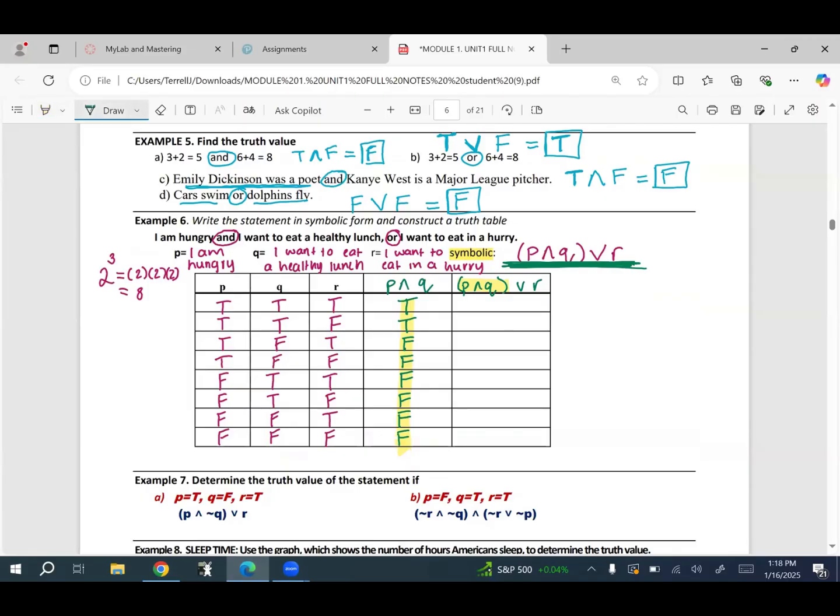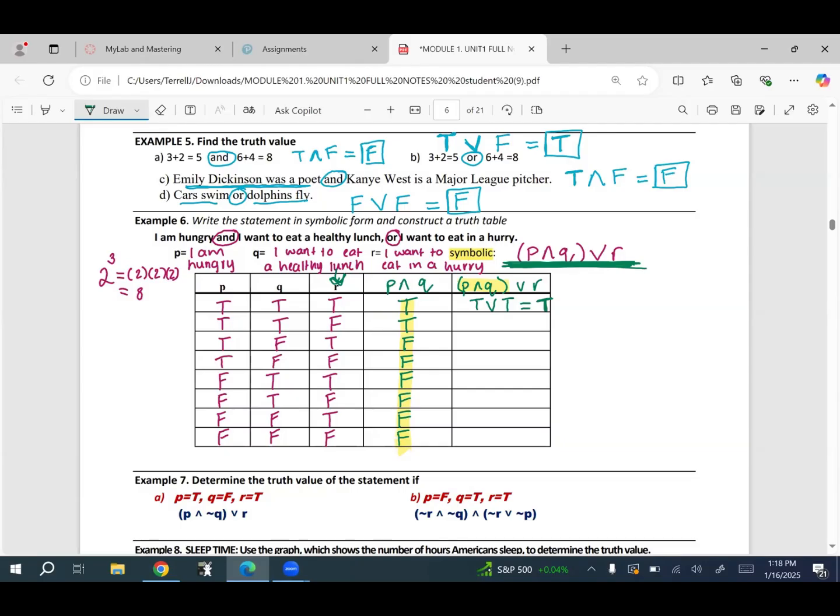P and Q for the first scenario, we just found that is true, right? Now I want to do or, and let's look at the R column now. The first scenario is true. What is true or true equal? True. We're looking at the P and Q column and the R column, and we're combining them with an or, and we're getting our answer of true for the first one.